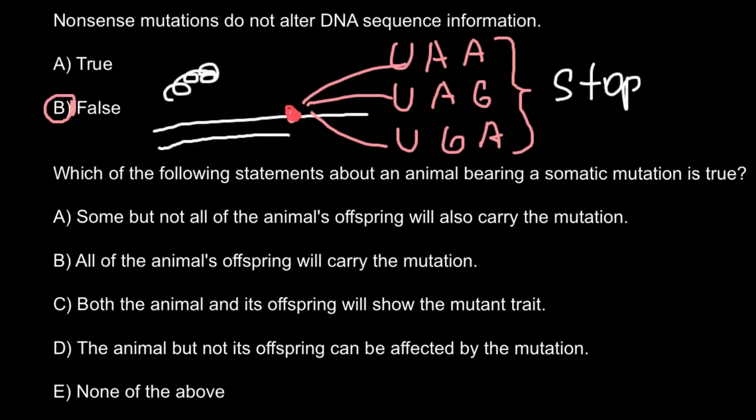Next question. Which of the following statements about an animal bearing a somatic mutation is true? And here we have 5 answers to choose from. I have a hint for you. This is not the answer E. We have a correct answer here. And in order to answer this question, let me give you some theory here.